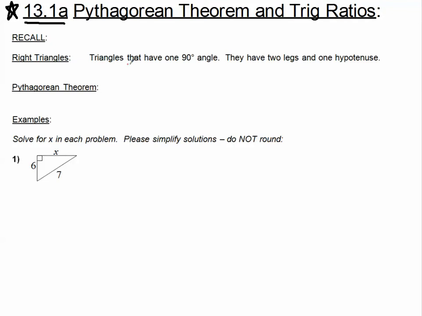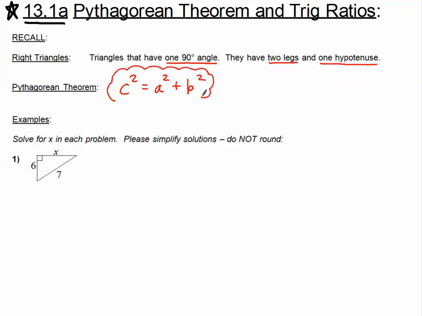Right triangles are triangles that have one 90-degree angle. They of course have three sides. Two of the sides are called legs, and the other one is called the hypotenuse. The Pythagorean theorem is a theorem that holds true only for right triangles, and it is c squared is equal to a squared plus b squared.